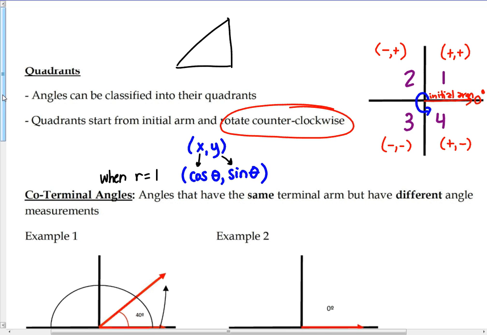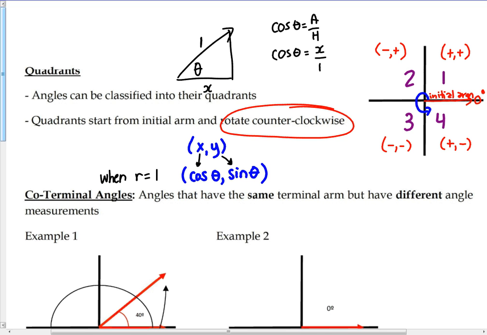If this is my rotation angle here, cosine is adjacent over your hypotenuse. And if our hypotenuse is 1, well, you can't see that. Let me move it down. So remember, cos is adjacent over hypotenuse. If my adjacent is equal to x, that would be the x on the horizontal axis, and the hypotenuse is 1, that's why cos theta is equal to x. So it has to do with that.